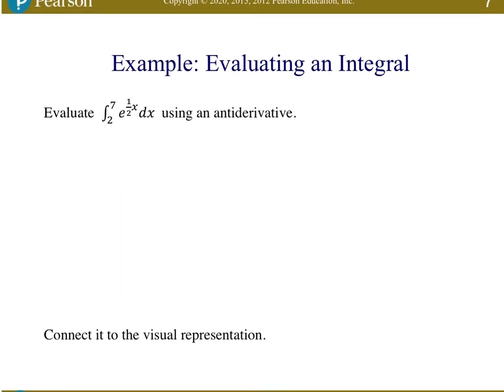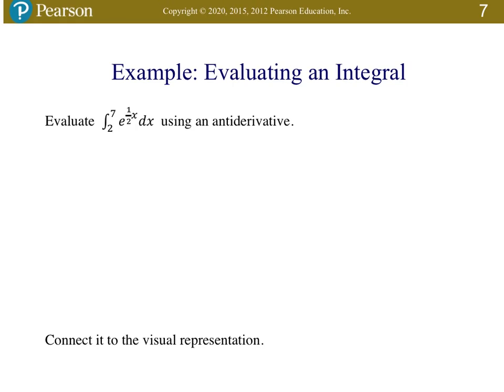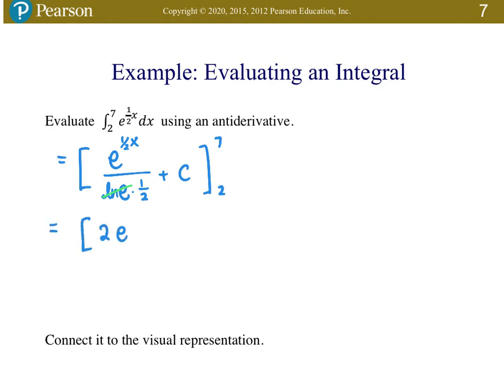Here's another exponential graph. This is e to the half x. So the antiderivative of e to the half x is e to the half x divided by the ln of e and the chain rule of 1/2, plus the constant c going from 2 to 7. Now we know the ln of e is 1, and it's awkward to divide by that fraction, so it's probably better off if we write 2e to the half x plus c from 2 to 7.